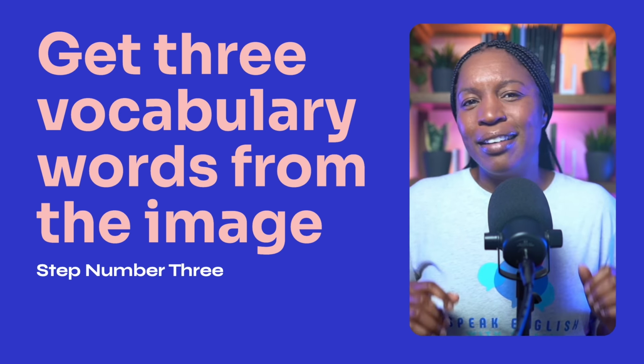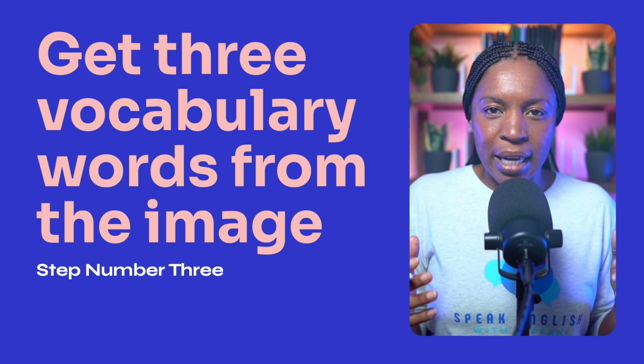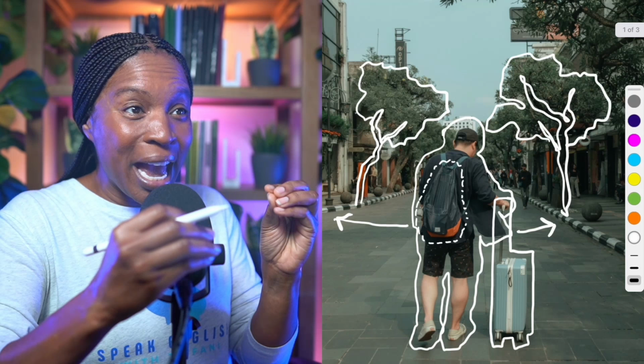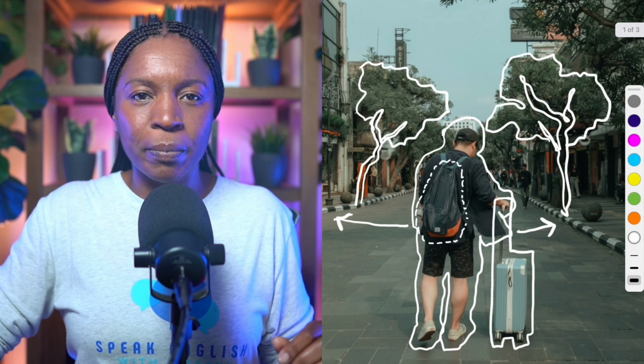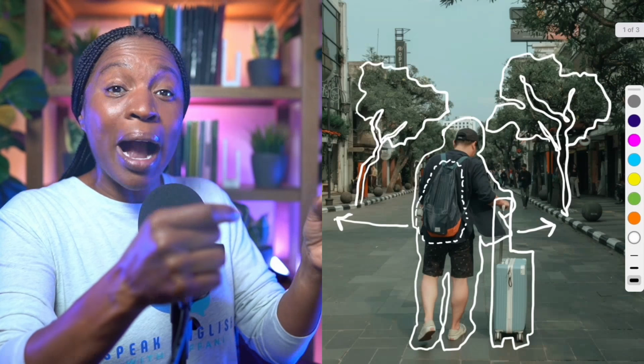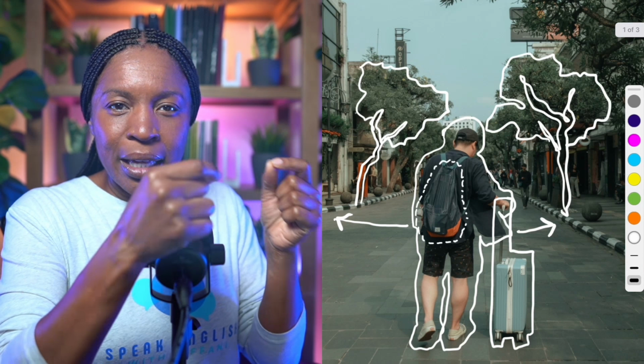Step number 2, again, we have to find the image, and we have our image. Now we move to step number 3. 3 vocabulary words from the image. We have our image. We see the man. He's walking. He's alone. He's gotten to this new location. He has his luggage. Now, you see, you can only find words that describe your world, the world found in this photo.